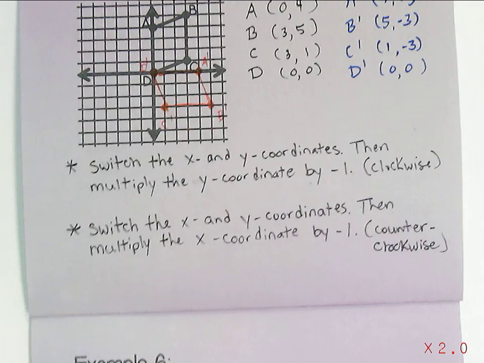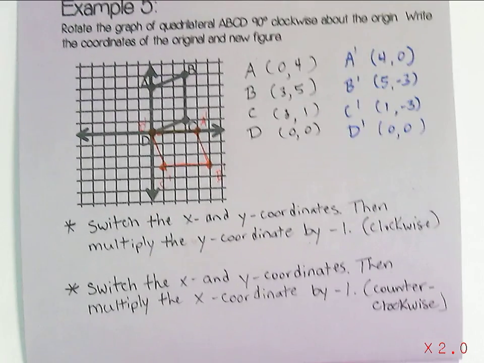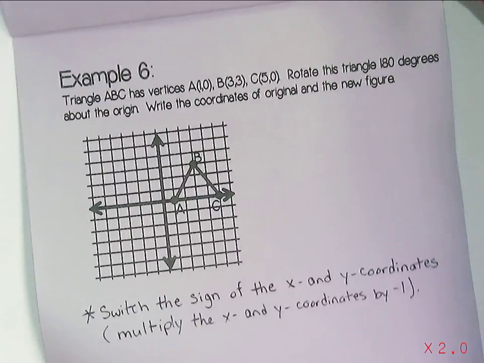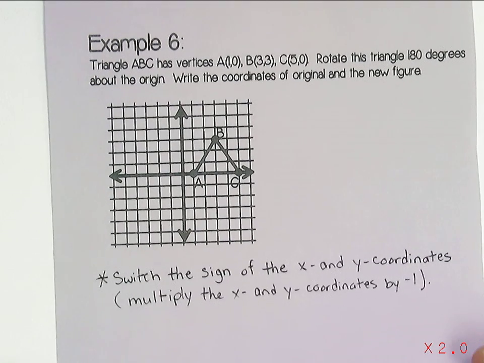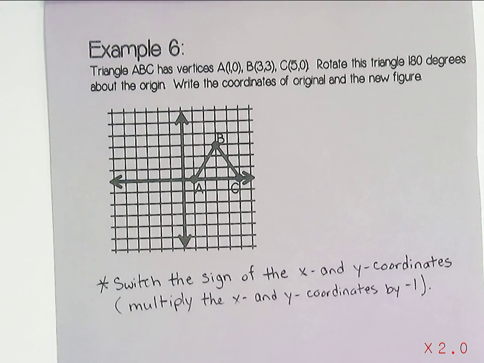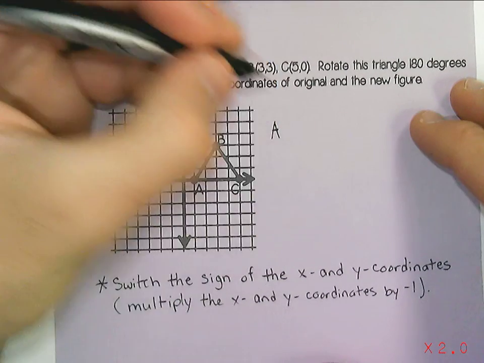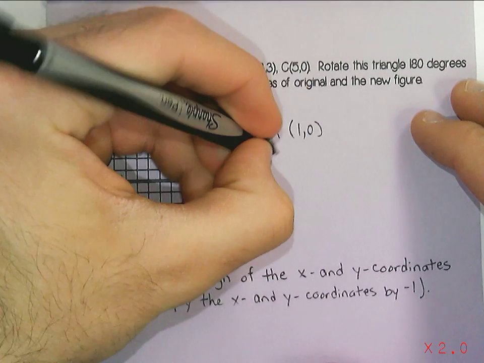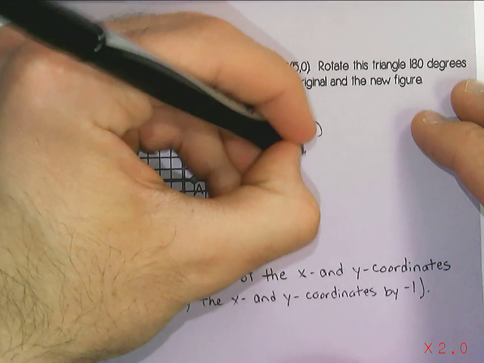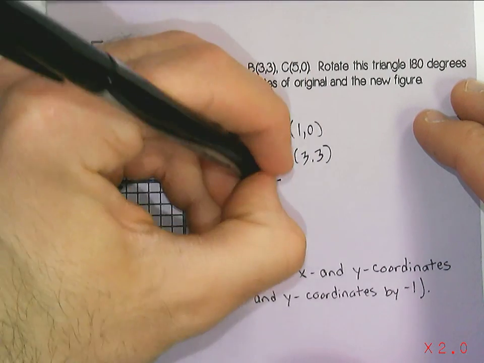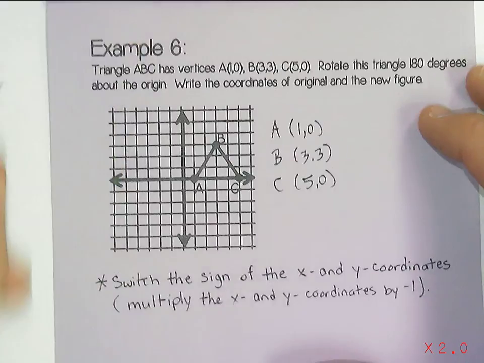So that's with 90-degree rotation. Let's look at 180-degree rotation. So what it says here is triangle ABC has vertices 1, 0, 3, 3, and 5, 0. Rotate this triangle 180 degrees about the origin, write the coordinates of the original and new figure. So this one's kind of nice because it already gave us the coordinates, but let's go ahead and write them down. A is 1, 0, B is 3, 3, and C is 5, 0.